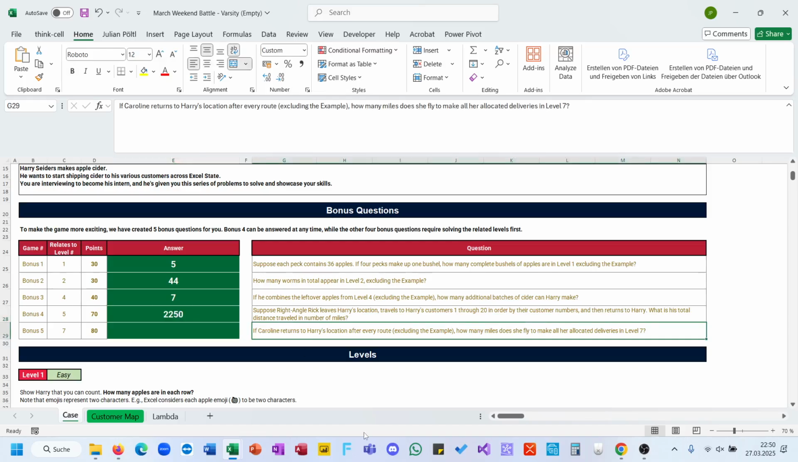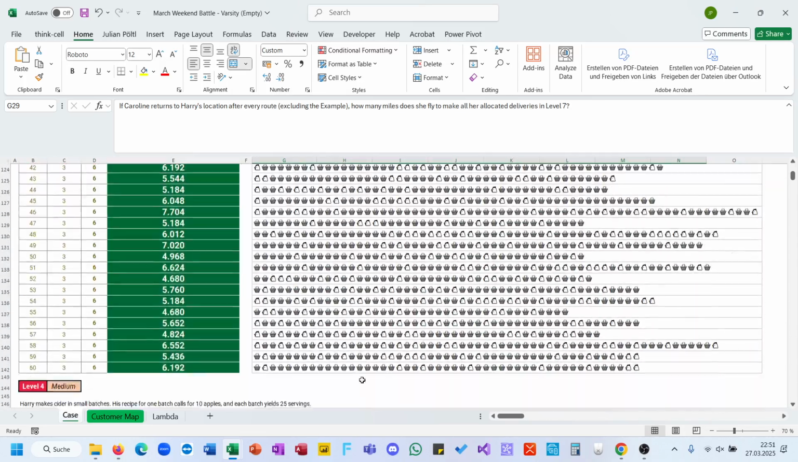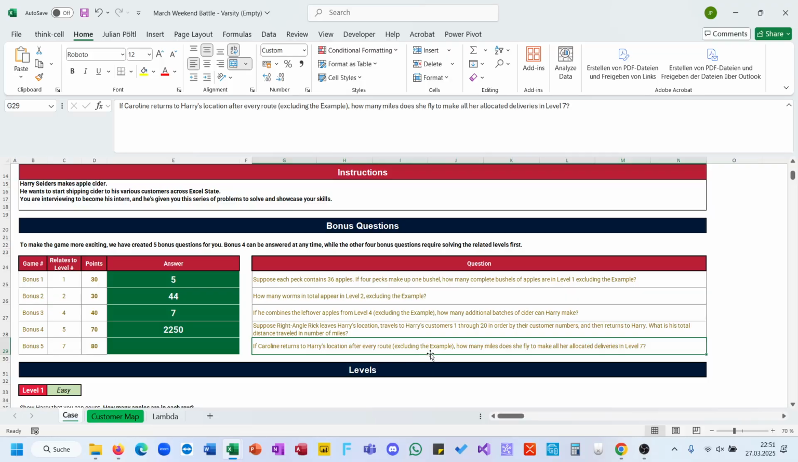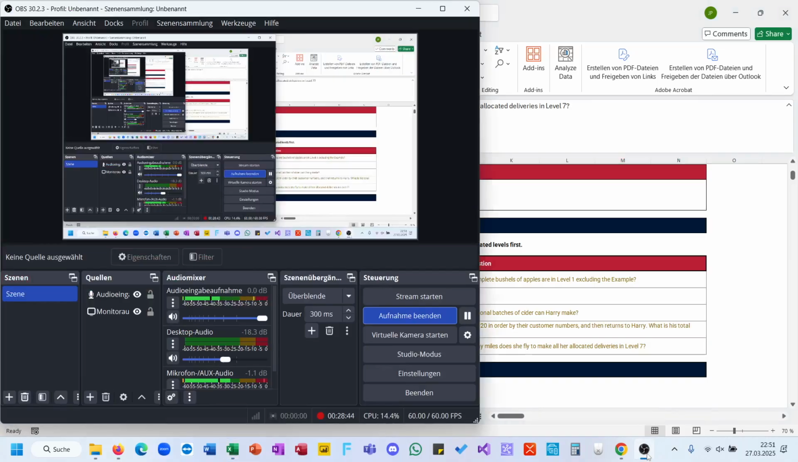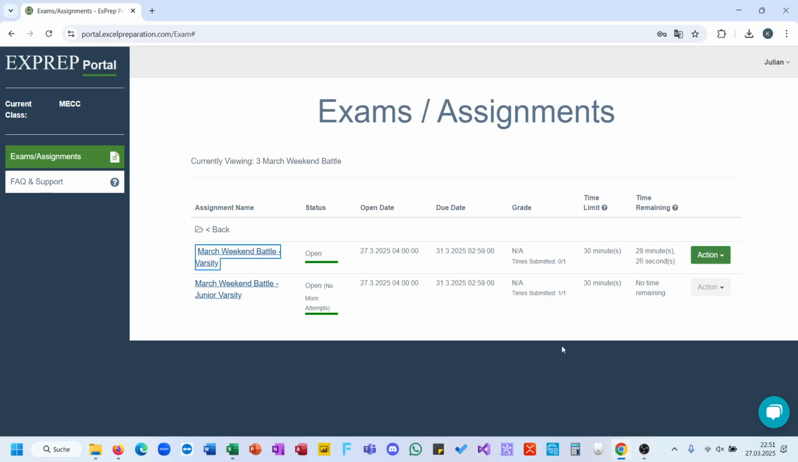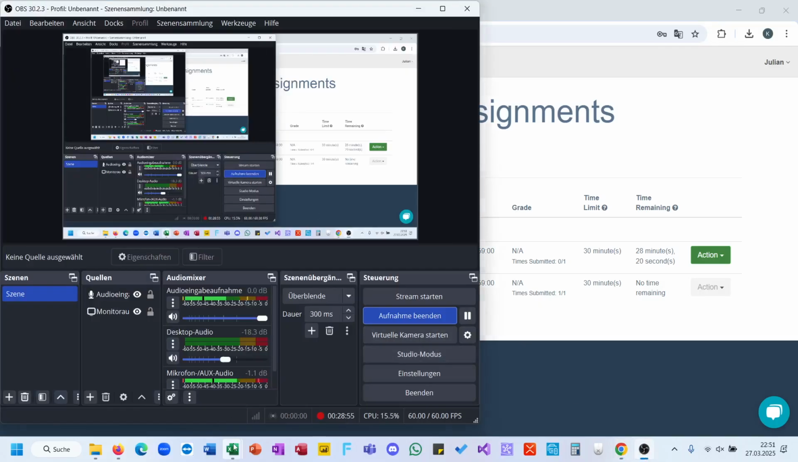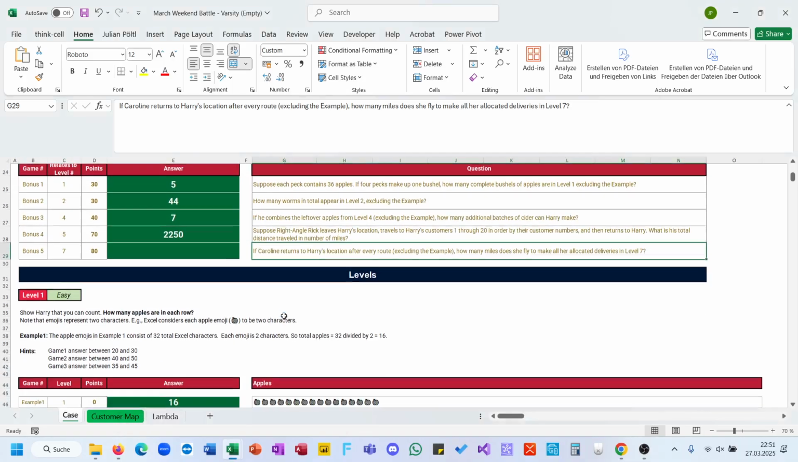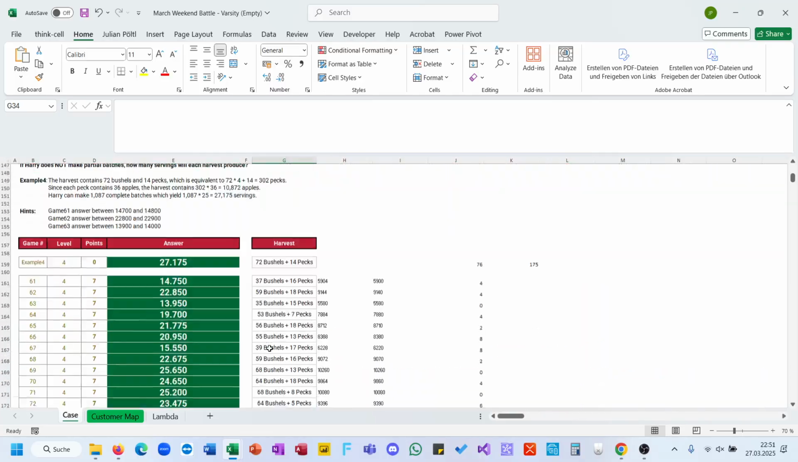Okay, if Caroline returns to Harry's location after each route, how many miles does she fly to make all her allocated deliveries in level 7? All her allocated deliveries. Okay, I'm not 100%. Oh, how many minutes have I left? This is wrong. Okay, I think I need to skip the bonus question. I've talked too much. Sorry, guys.